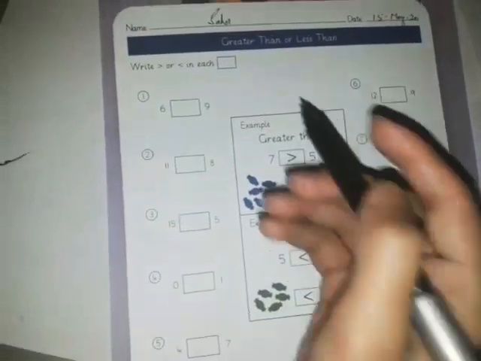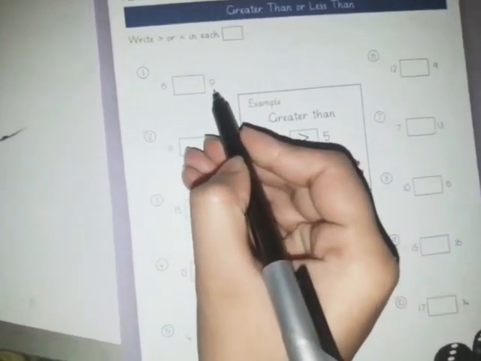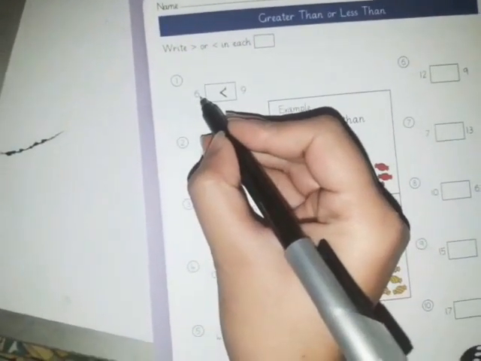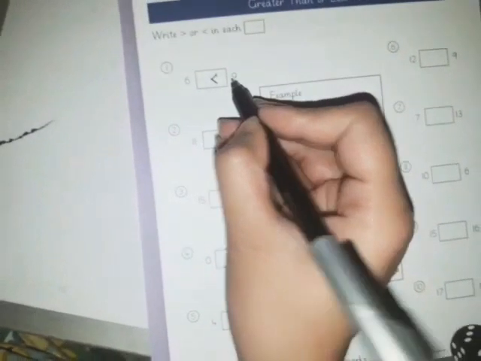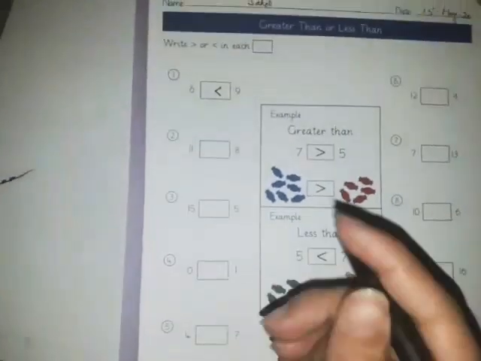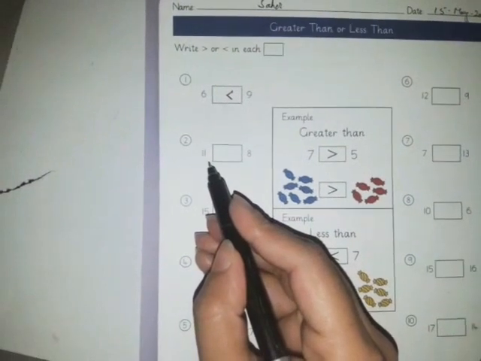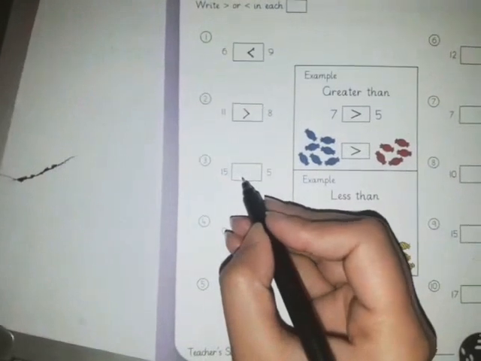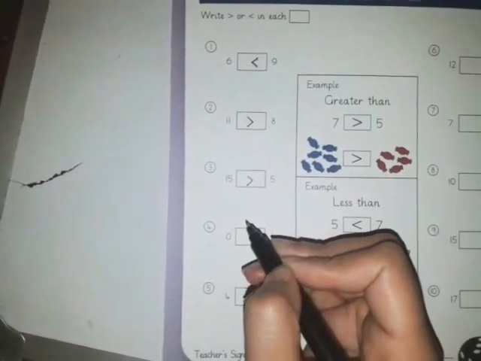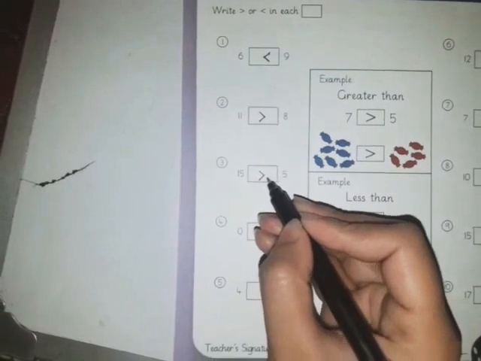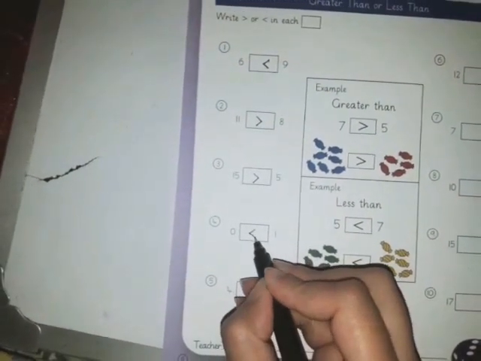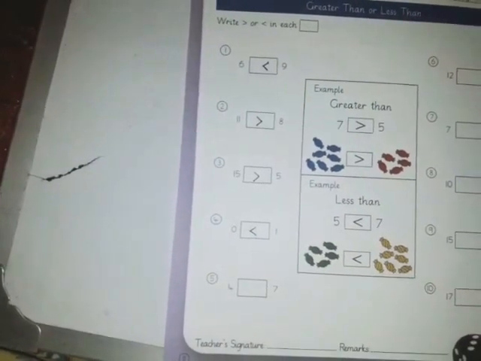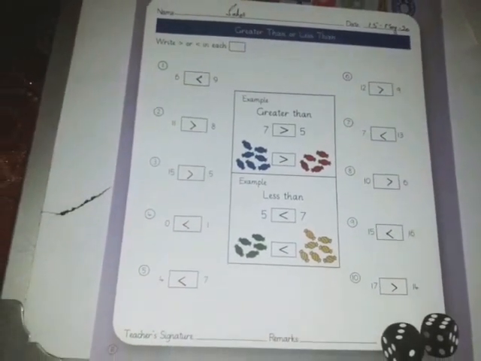Now look at here, 6 is less than 9, so we will put this symbol, this point to the less than and open sided to the greater value. Here 11 is greater, so we will put this symbol. The part 3, 15 is greater than 5, so we will put the symbol of greater than. 0 is less than 1, so we will put the symbol of less than. Here are all the answers. You can match your answers with it.